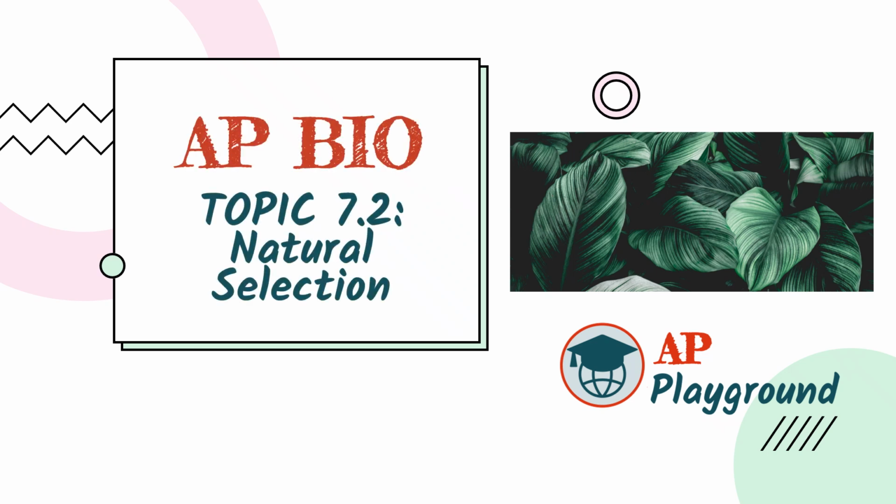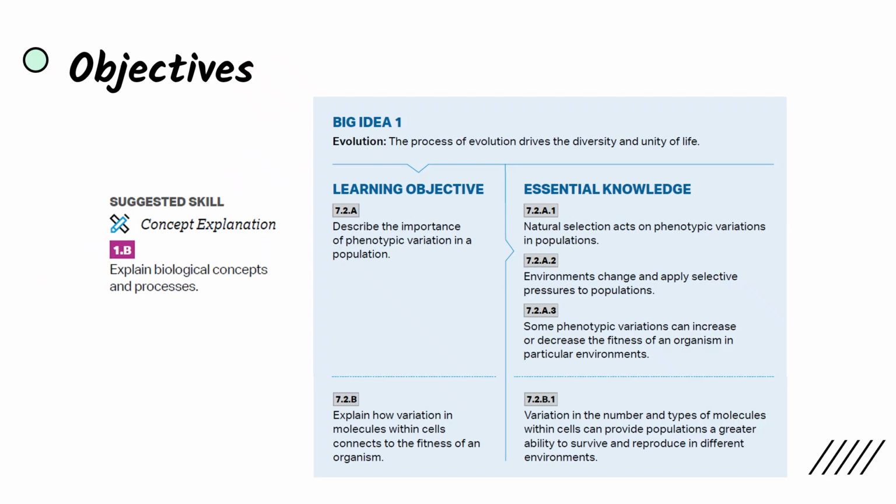Today we're covering topic 7.2, Natural Selection. In 7.1 we introduced the concept of natural selection, and we're going to be building on it in 7.2, discussing the importance of phenotypic variation and how the variation in molecules can also connect to the fitness of an organism. And our suggested skill is Concept Explanation 1B, Explain Biological Concepts and Processes.